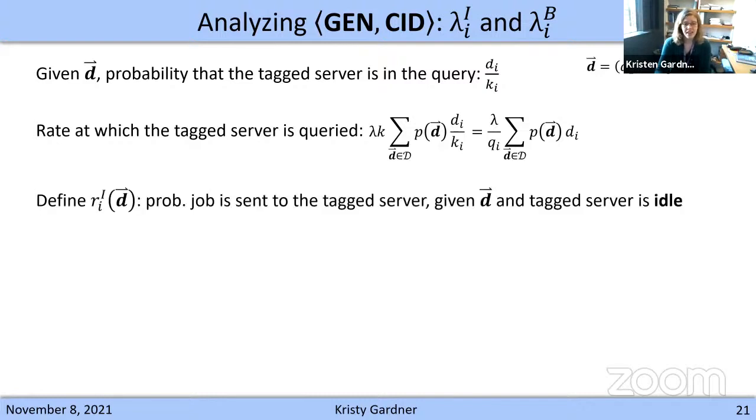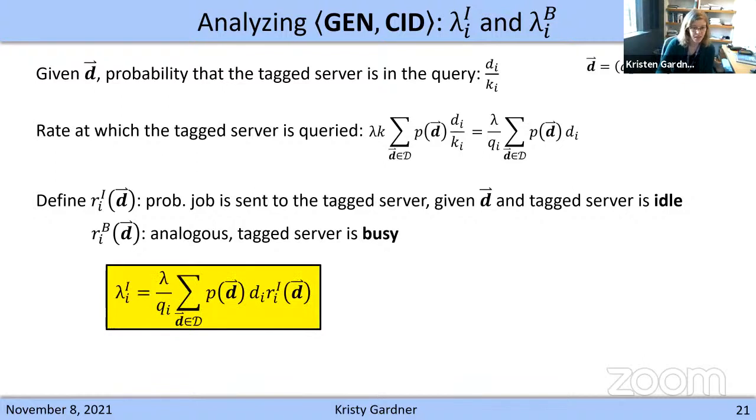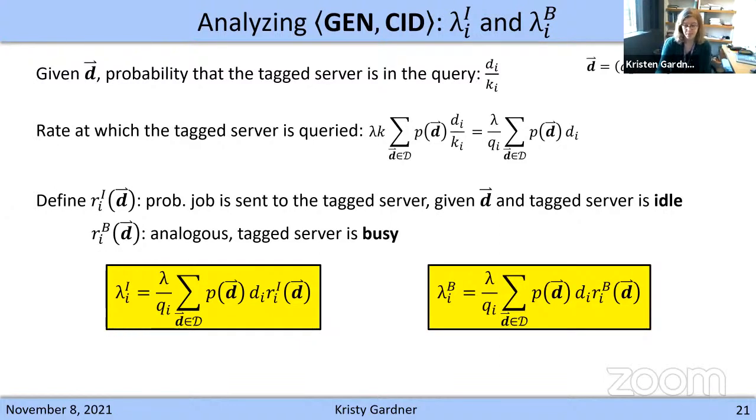What we need now is the probability that the job is actually sent to the tagged server, given our D vector. And because we're going to first think about our arrival rate to an idle server, given that the tagged server is idle, we're going to use this R I notation to denote this probability that the job is sent to our tagged server when it's idle. And analogously, we'll use R B to denote what happens when the tagged server is busy.